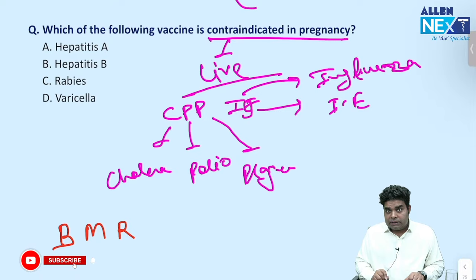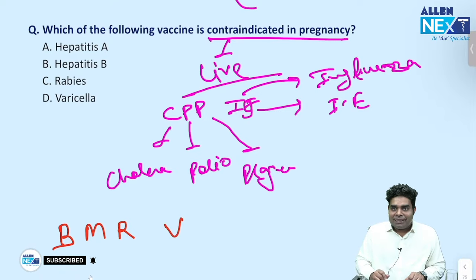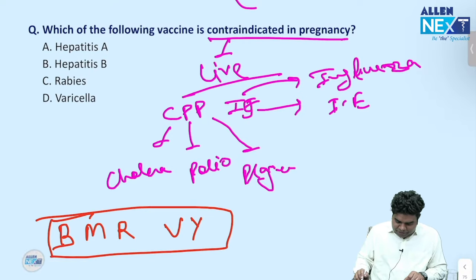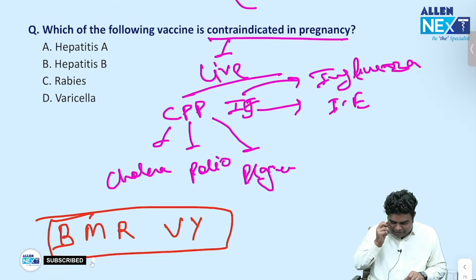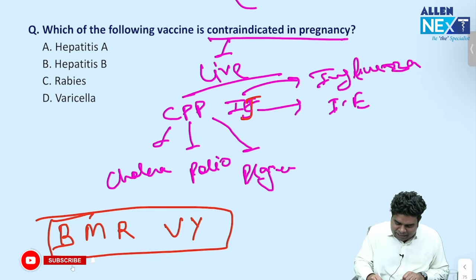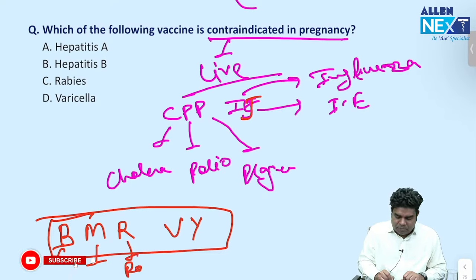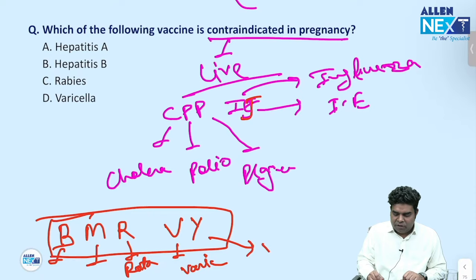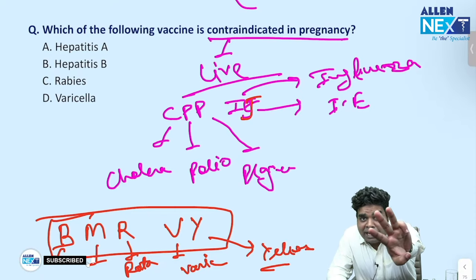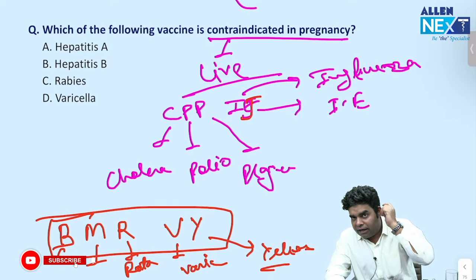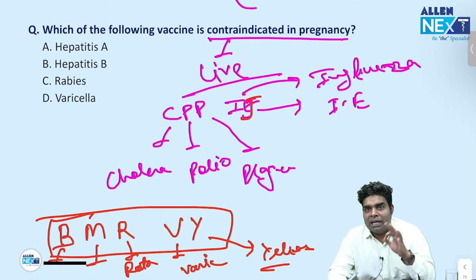BCG, MMR, rotavirus and varicella and yellow fever. So can you make another mnemonic from here? CPPIJO has the five diseases and then this five is there. BCG, MMR, rotavirus, varicella for chickenpox and yellow fever. These all are live, and remember for live three types of question they ask. First, child is immunocompromised, don't give live. Second, hepatosplenomegaly, splenomegaly, old age and all, again we try to avoid live. Pregnancy, we don't give live except yellow fever. And in infant less than 1 year, we don't give live.